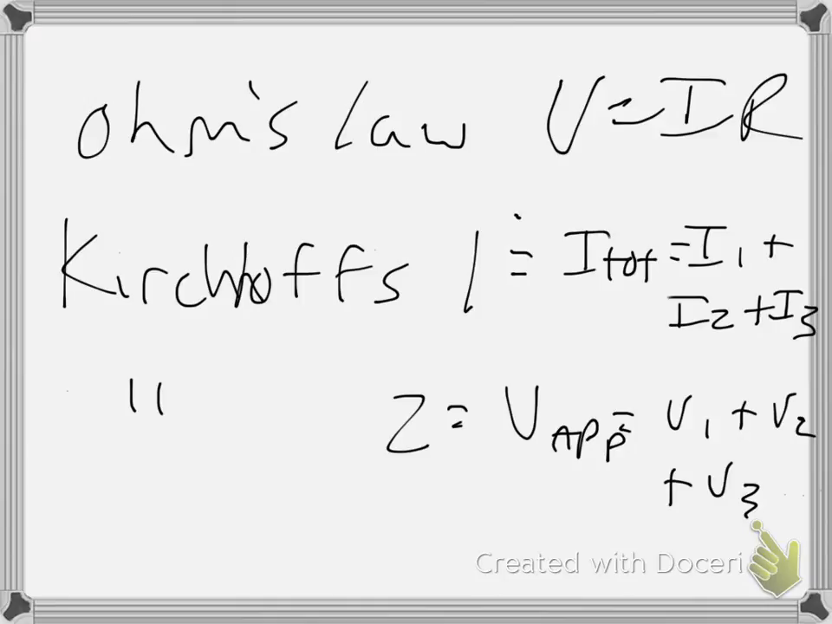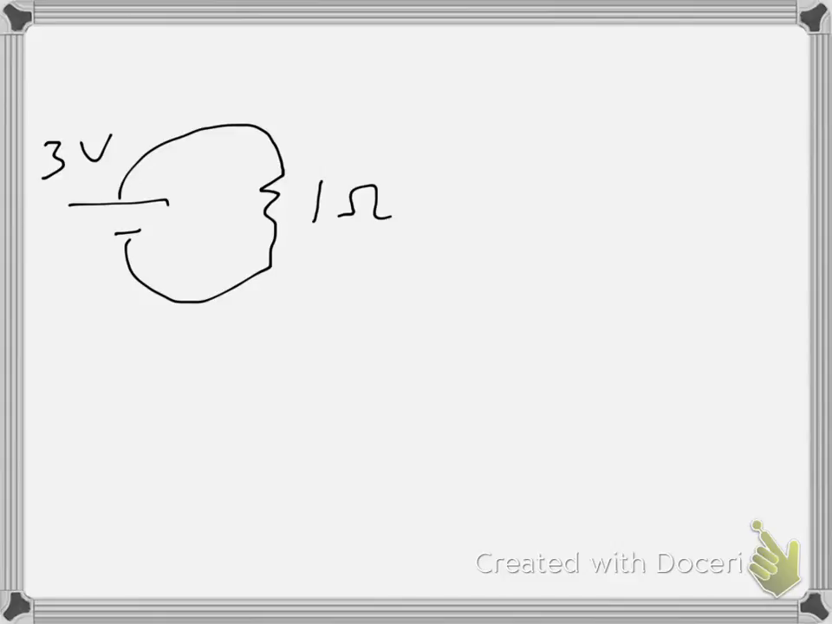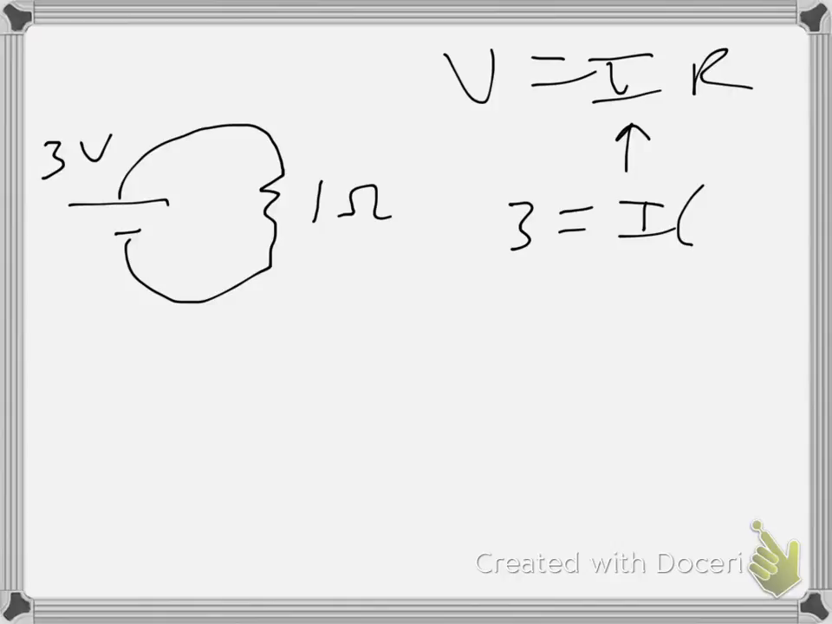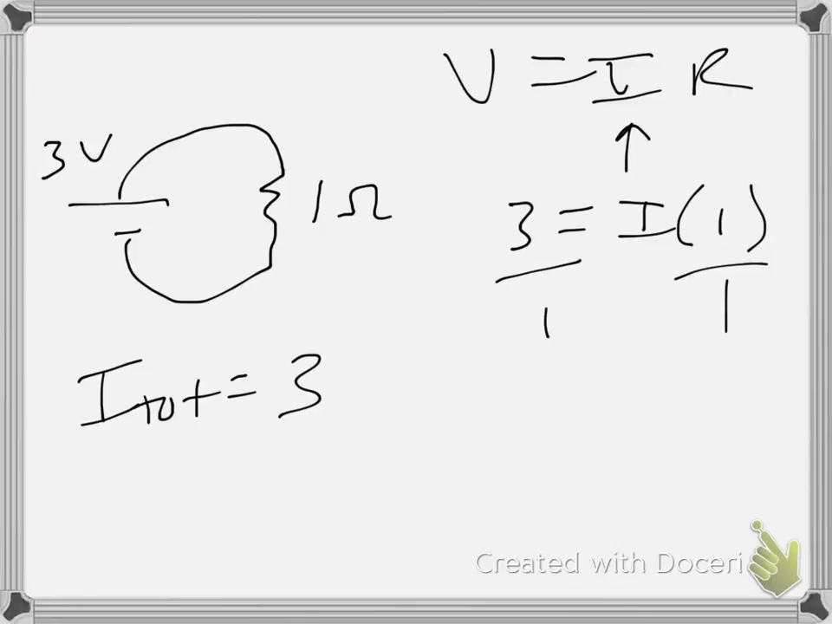So what does that mean practically? Let's take a look at the 2 different circumstances here. Let's say that I have a loop and I have a 3-volt battery and a 1 ohm resistor. I can use Ohm's law to calculate the missing variable, which is current. 3 equals I times 1, divide each side by 1, I know my total current is 3. Now, that's using Ohm's law to find 3 amps as my current.